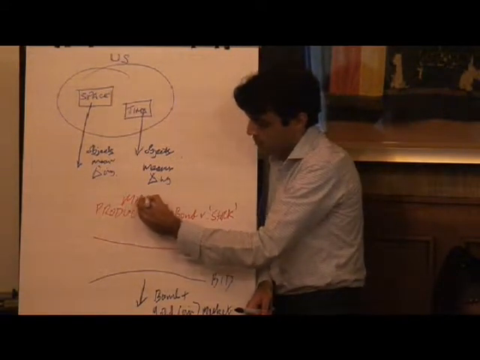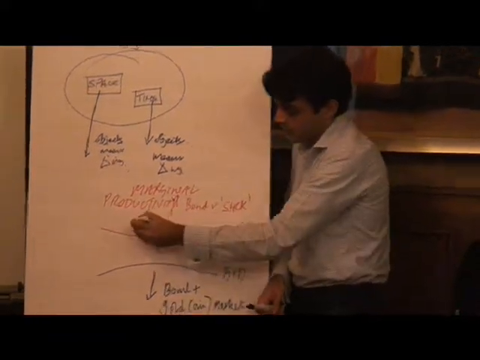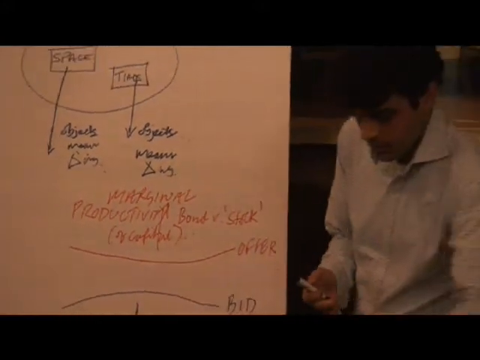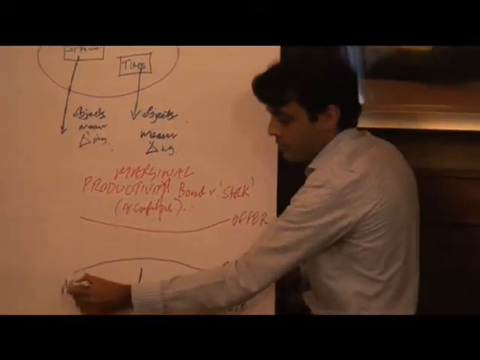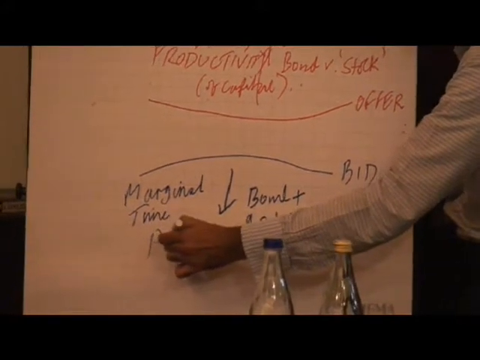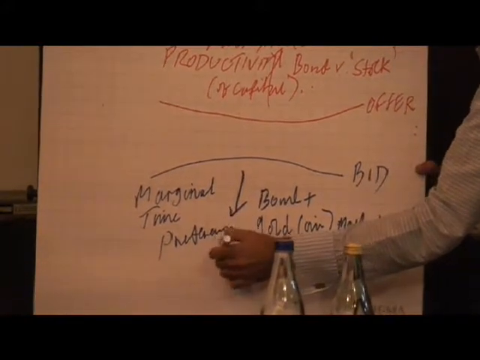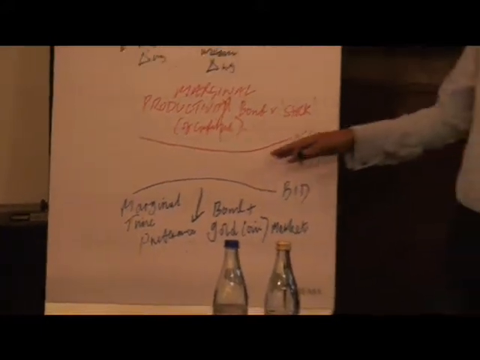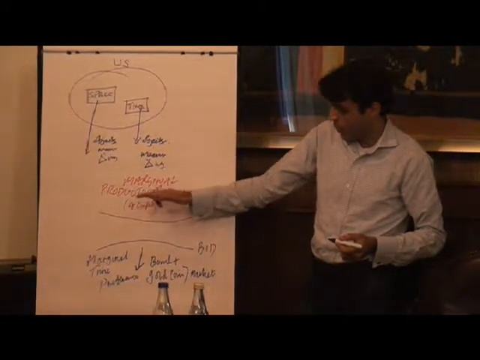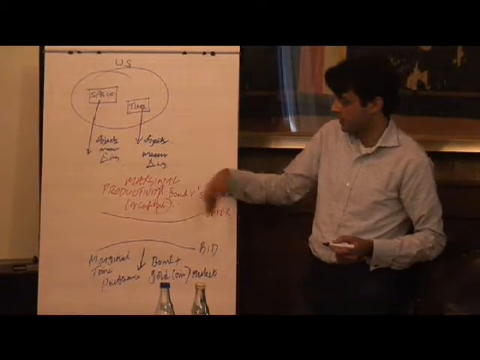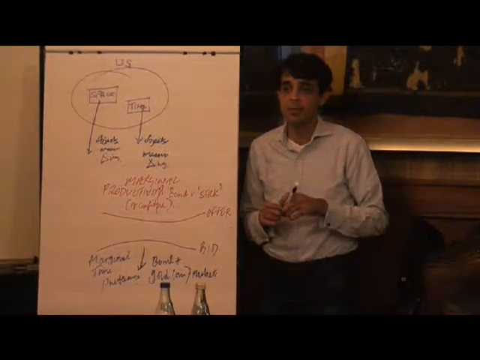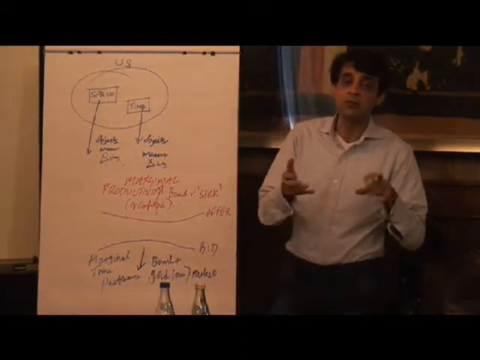Or marginal productivity of capital. And this is related to marginal time preference. Now, productivity and changes in productivity are to do with spatial things, spatial objects. So rearranging objects in different ways.